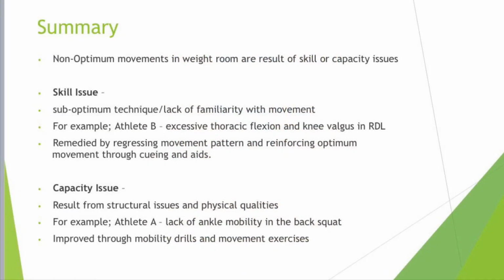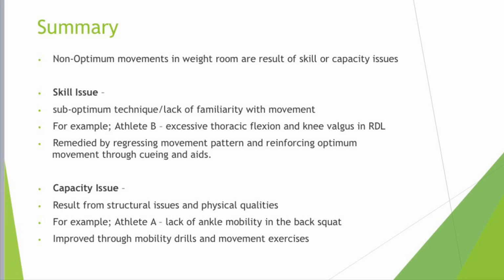To summarise, non-optimum movements in the weight room are either a result of a skill or capacity issue. A skill issue, as identified with athlete B's squat and RDL, is the use of a sub-optimum movement pattern as a result of lack of familiarity with the movement, or they've adopted a sub-optimum technique, as seen with athlete B, where he had excessive thoracic flexion at the RDL and demonstrated knee valgus.